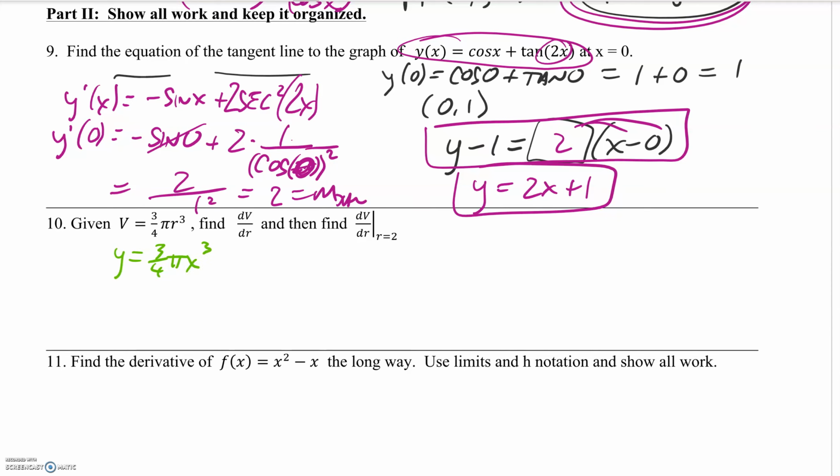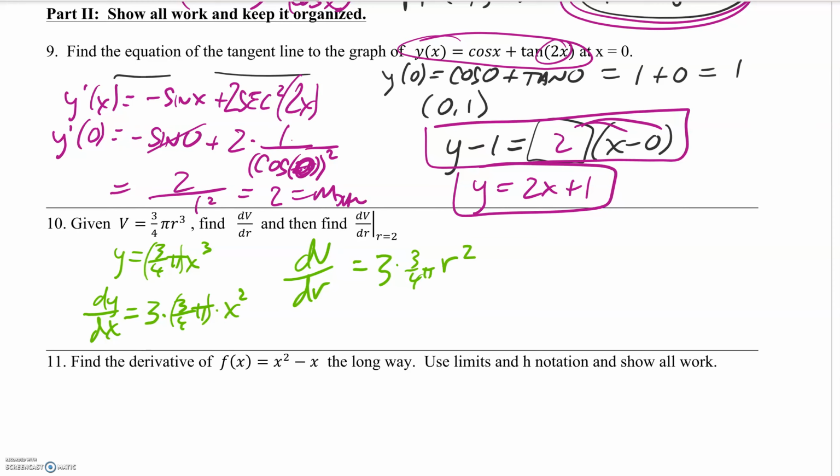You would do the derivative just the usual way, it would be dy dx equals 3 out front, and then you've got your 3 over 4 pi. That's a constant right there. That doesn't change. And then you would reduce the power. Well, same concept, but we have dv dr. So dv dr will be very similar to that. We're going to go 3, and then you've got your 3/4 pi stuff to the second, right? So we reduce the power.